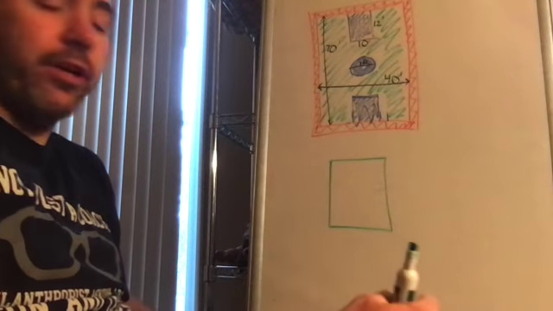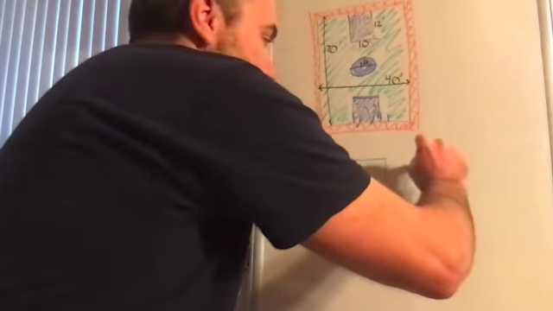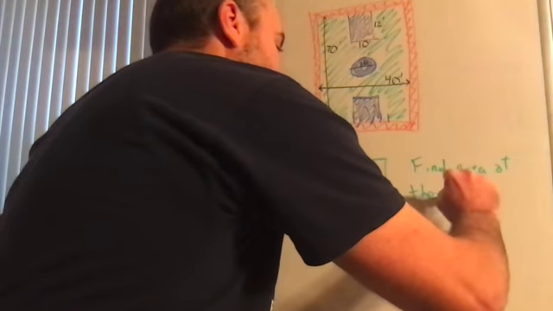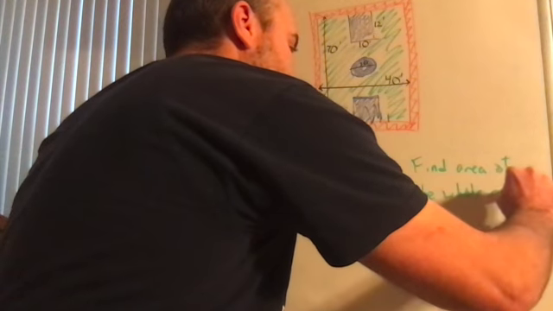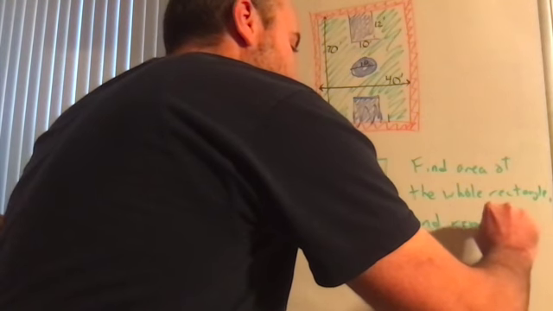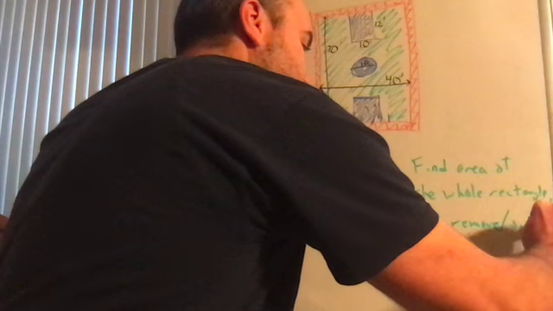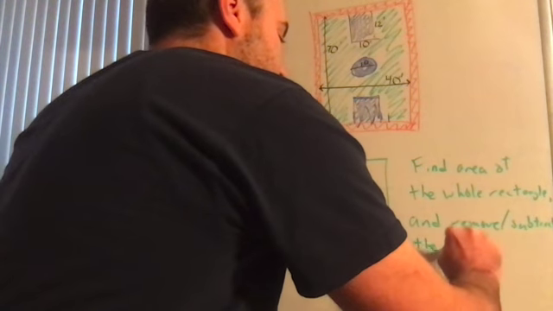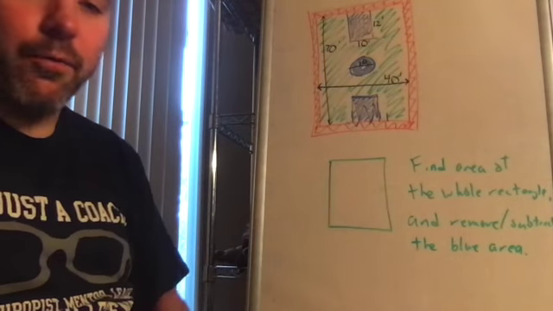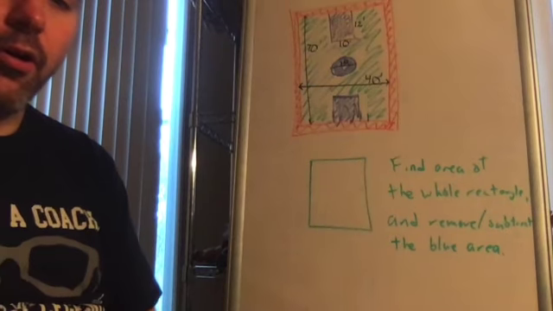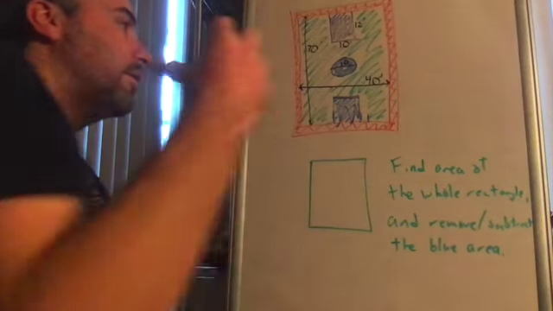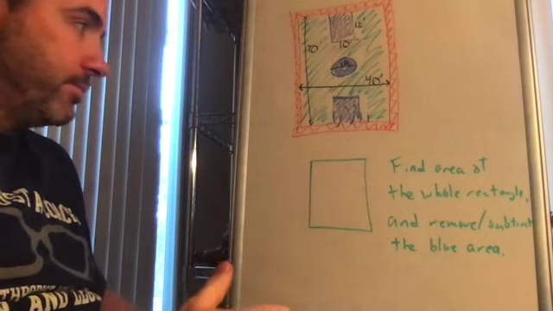So the procedure here is basically find the area of the whole rectangle and remove, which mathematically means we are going to subtract the blue area. So that's what we would be looking at for the procedure. All right, we're taking the whole entire thing and we're removing parts that aren't going to be green.